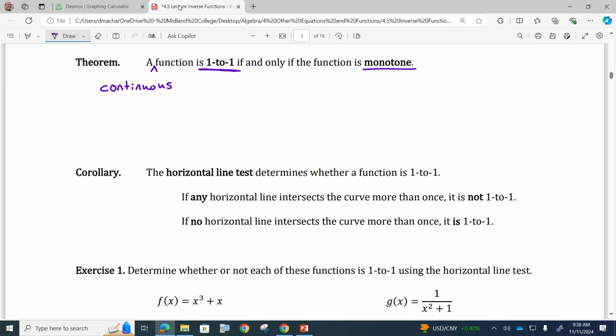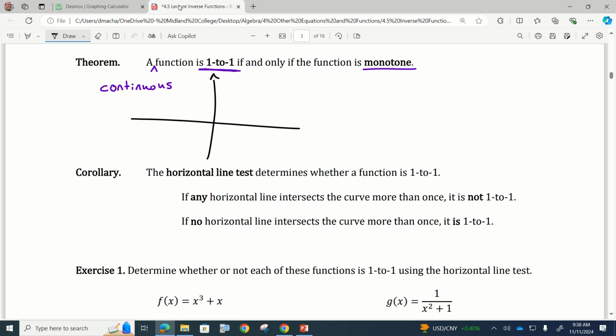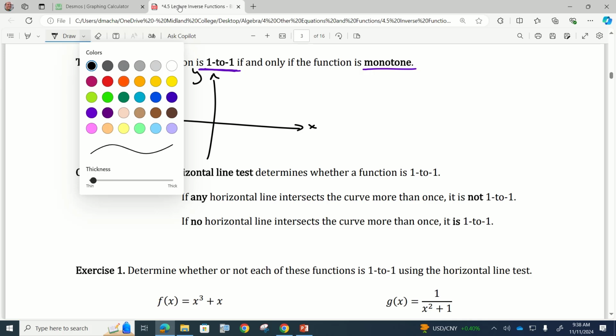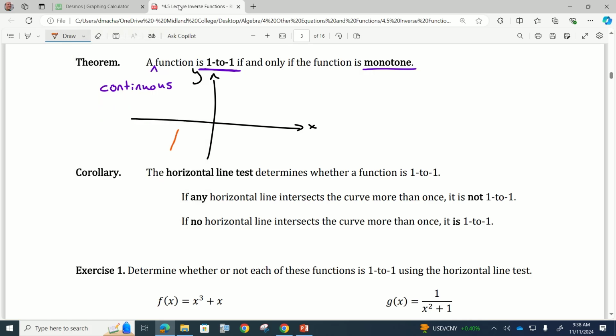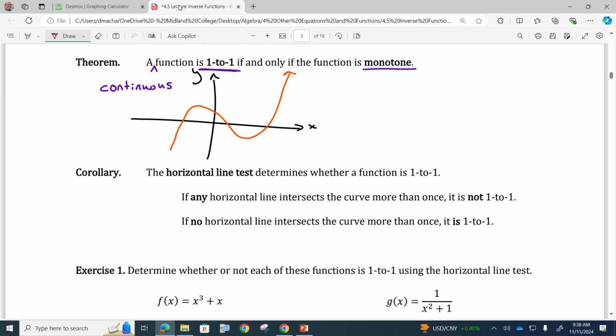The reason why that is because if I had a function, draw one real quick, that is not monotone, something like this, then I could always choose one output value or one y value. And this time it corresponds to multiple x values, right? In this case, 3 different x values. If 3 different input values map to one output value, then it's not one-to-one. And if you think really carefully about this, monotone means it's either strictly increasing or strictly decreasing. This orange function is not monotone because it's increasing, then decreasing, then increasing again.